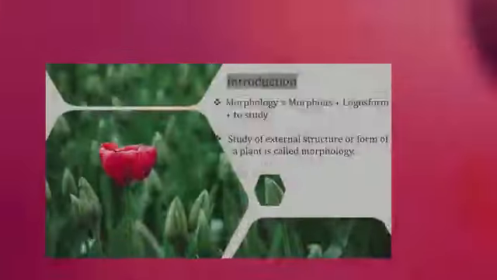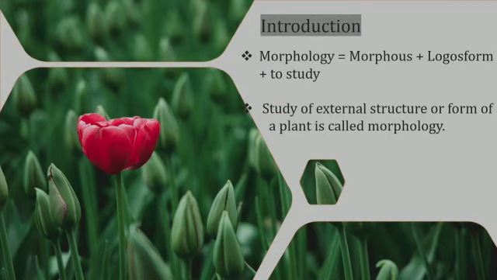So next we are going to see the introduction for morphology. Morphology is a combination of two Greek words, morphos plus logos. Morphos means external, logos means to study. So, study of external structure of a plant or form of a plant is called morphology.